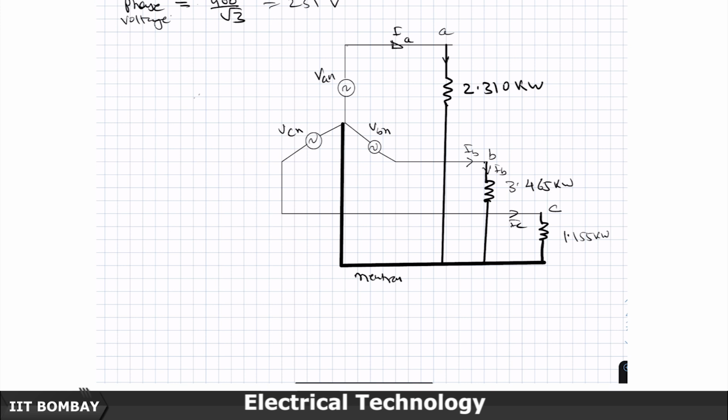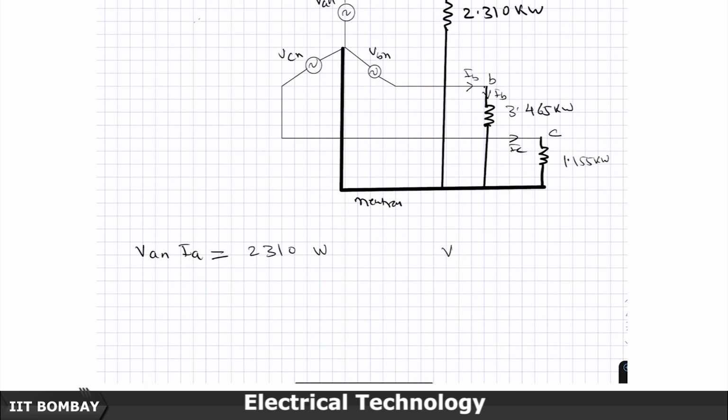So, what is VAN, IAN, or IA? This is 2310 watts. What is the VAN value? It is a resistive load, so cos phi is 1, and it is 231 volts. So, what happens to IA? IA becomes 10 amperes and angle 0.